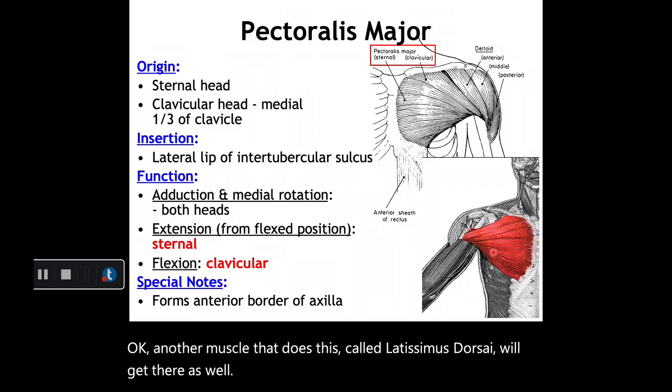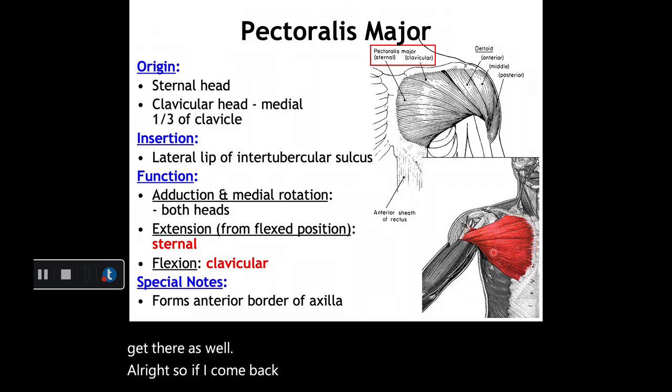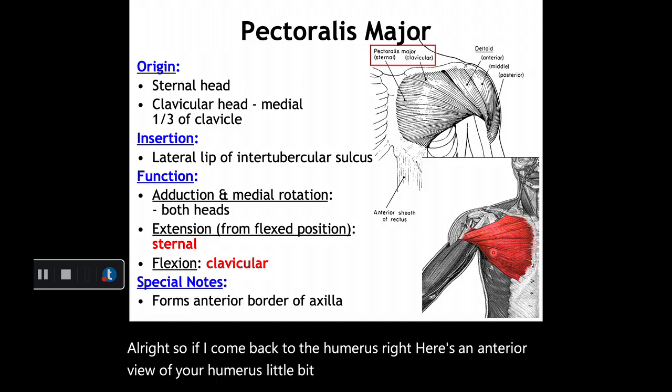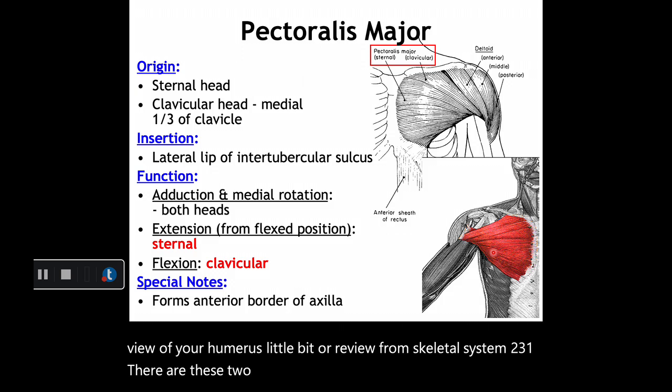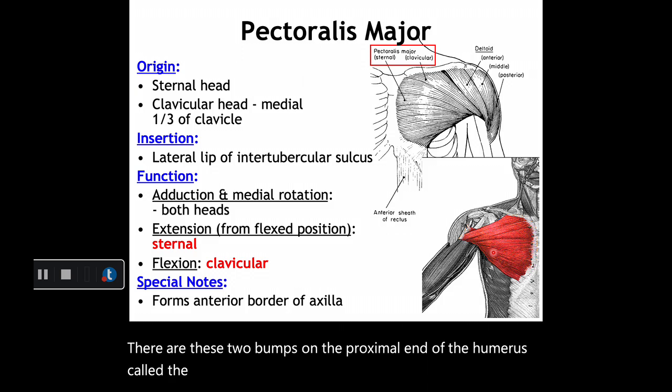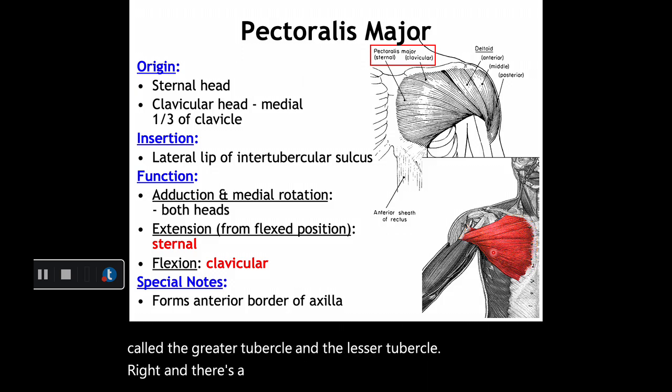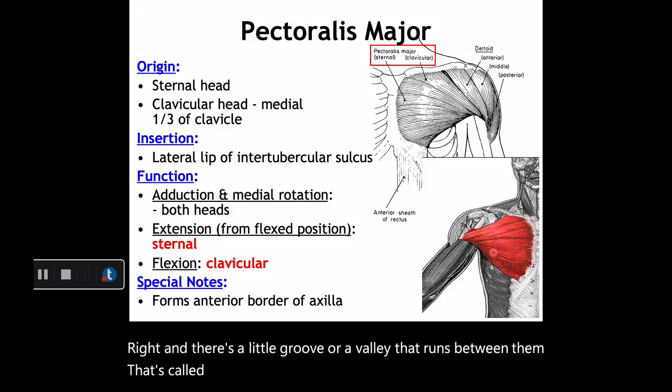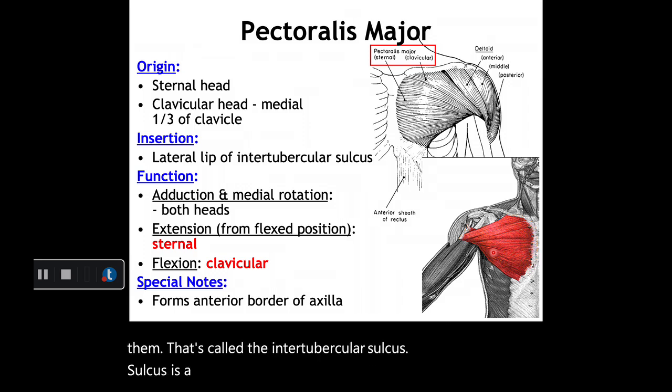If I come back to the humerus, here's an anterior view of your humerus. A little bit of review from Skeletal System 231. There are two bumps on the proximal end of the humerus called the greater tubercle and the lesser tubercle. And there's a little groove or valley that runs between them. That's called the intertubercular sulcus. Sulcus is a groove, so this groove between the tubercles is the intertubercular sulcus.